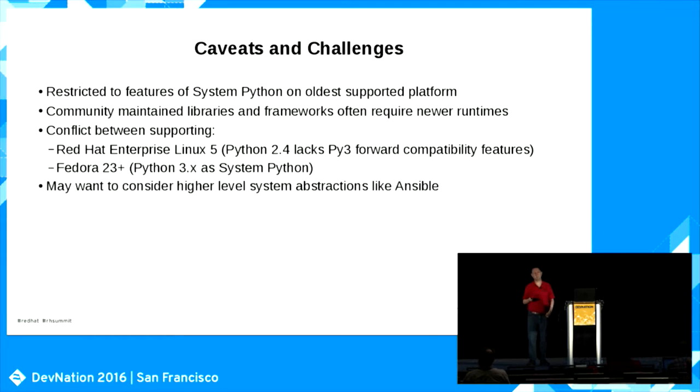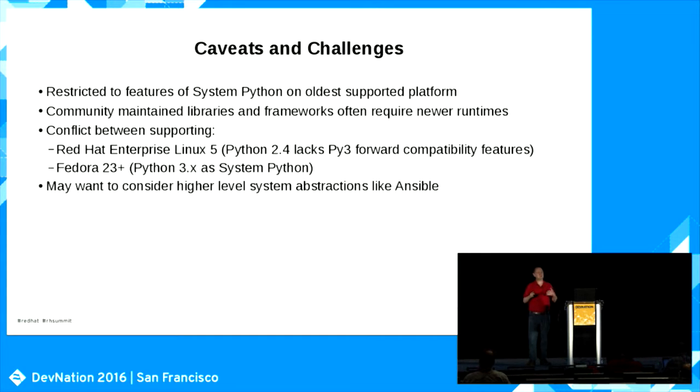And then the other problem you run into is that a lot of community-maintained libraries and frameworks will require newer versions of the Python runtime. We're starting to see a lot of people dropping Python 2.6 support and setting Python 2.7 as their minimum version. And the number of projects that still support Python 2.4 or 2.5 is very, very low.